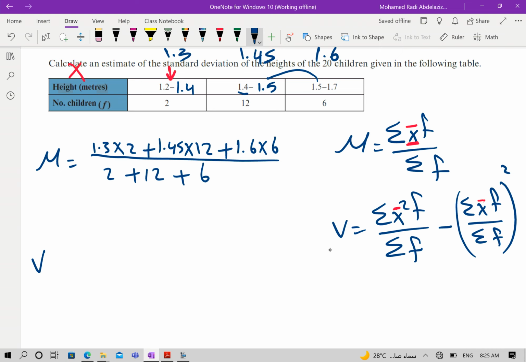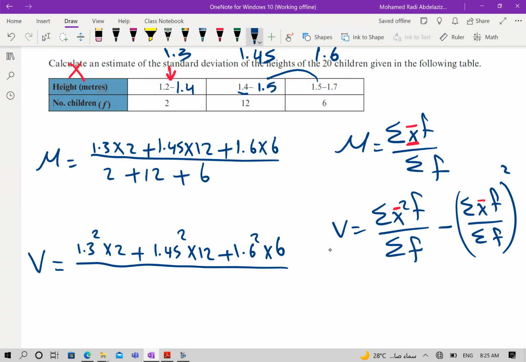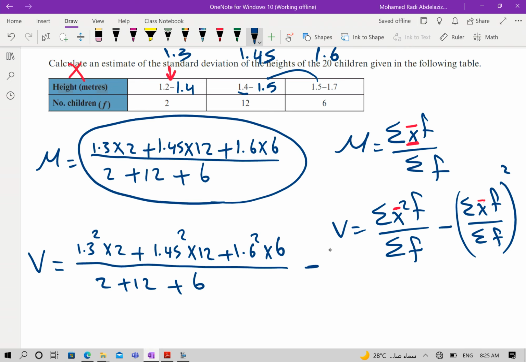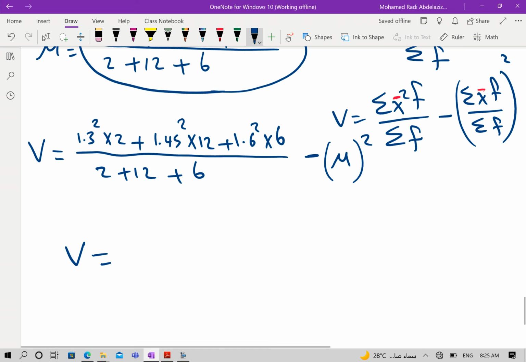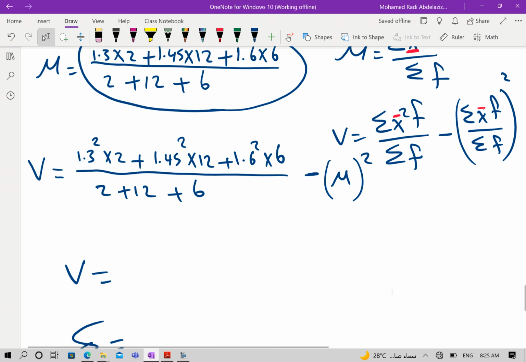How to get the variance? Sum of x squared: 1.3 squared times 2, plus 1.45 squared times 12, plus 1.6 squared times 6, all divided by 2 plus 12 plus 6, minus mu squared, the answer above squared. After finding the variance, find its square root. Yalla, give me the answer.